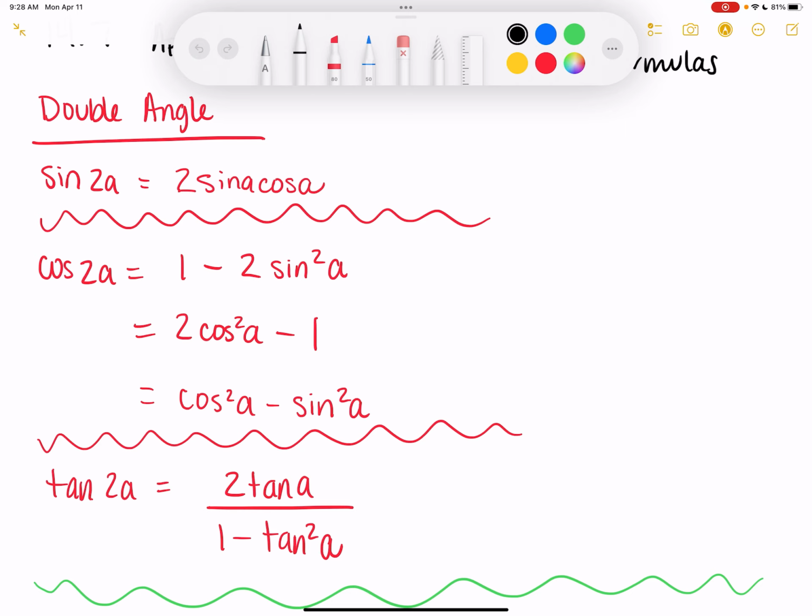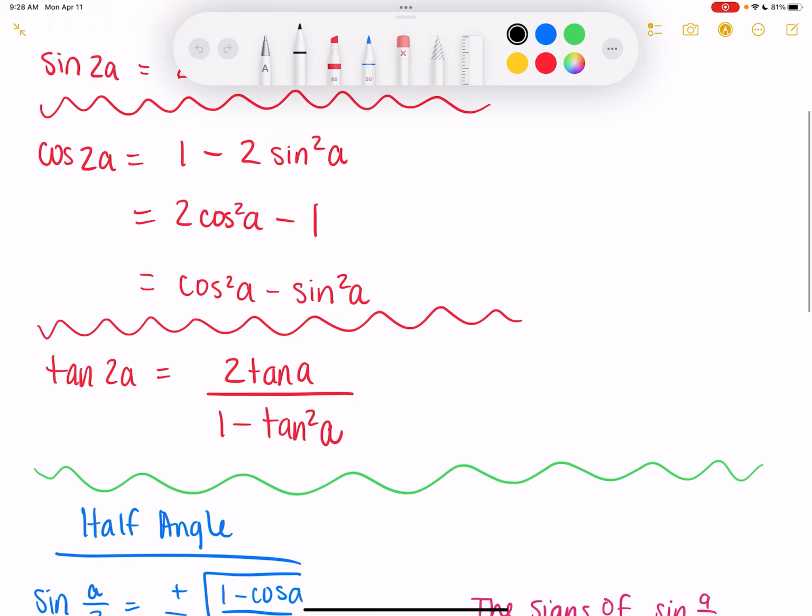And I know that at this point, you're like, well, how do I know which one's easier? It's not really a trick to know which one's easier. It's just sometimes you've got to just pick one and go with it. Just depends on what you're given.